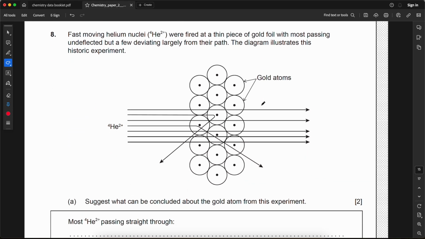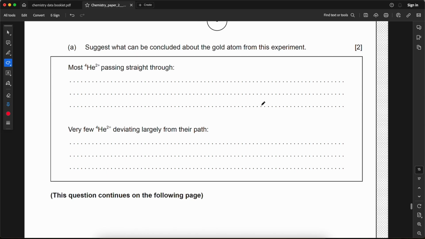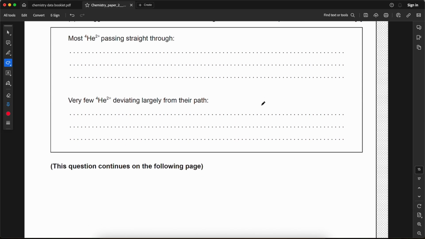Fast-moving helium nuclei were fired at a thin piece of gold foil with most passing undeflected, but a few deviating largely from their path. The diagram illustrates this historic experiment. Suggest what can be concluded about the gold atom from this experiment. Most He passing straight through means because most of the atom is empty space.